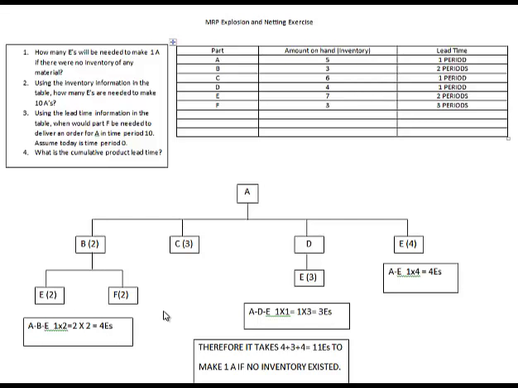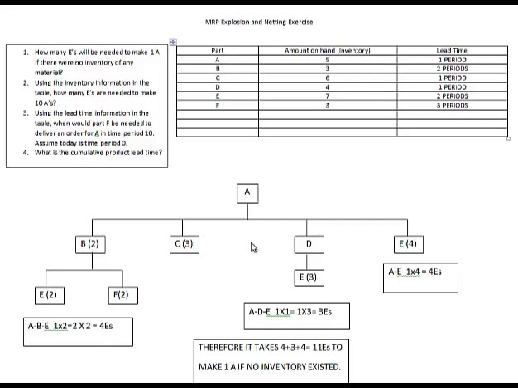Let me go through that again. We're going to multiply 1 times 2 B's. 1 times 2 is 2. And then we're going to keep that 2 and then multiply it times the 2 E's. So 2 times 2 is 4.